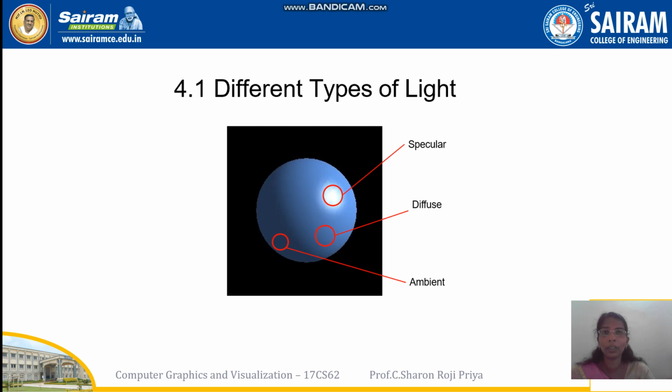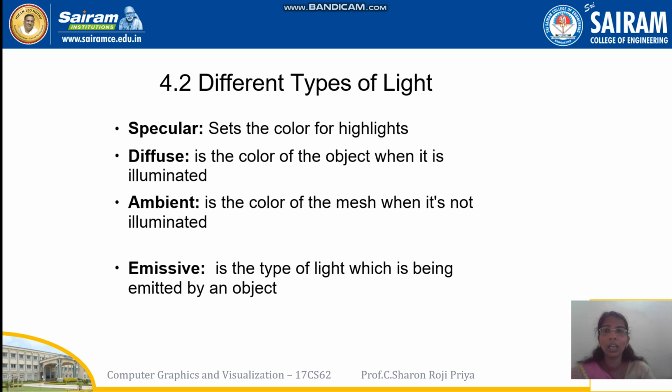You know the different types of light: ambient, diffuse and specular. Specular is the color of the highlight. Diffuse light is the color of the object when it is illuminated. Ambient is the color of the object when it is not illuminated. I'll say it once again: specular is the color of the highlight, diffuse is the color of the object when it is illuminated, and ambient is the color of the object when it is not illuminated.